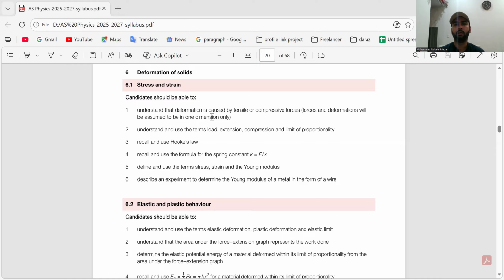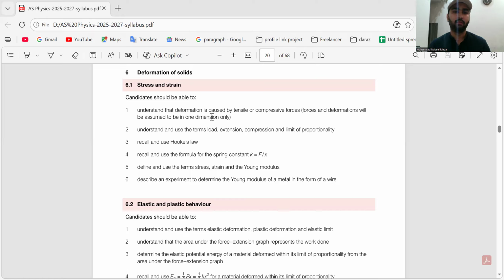deformation is caused by tensile force or compressive force. I will tell you the meaning of tensile and the meaning of compression. Then we will discuss how to understand and use the terms load, extension, compression, and limit of proportionality.